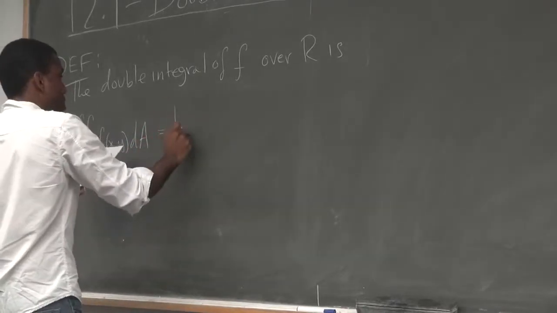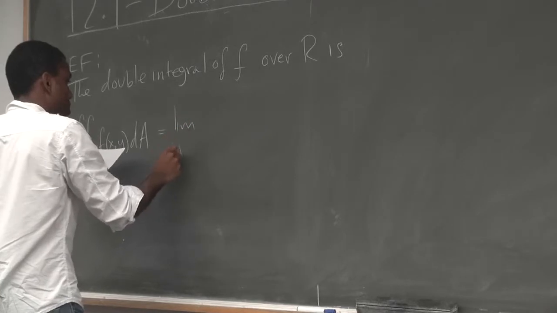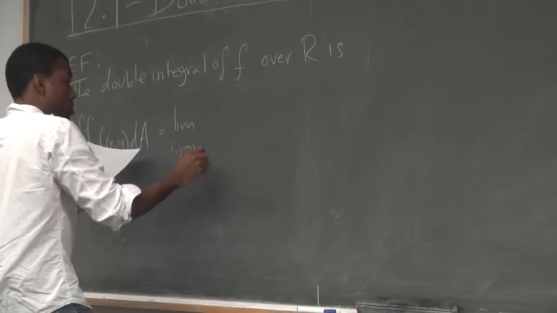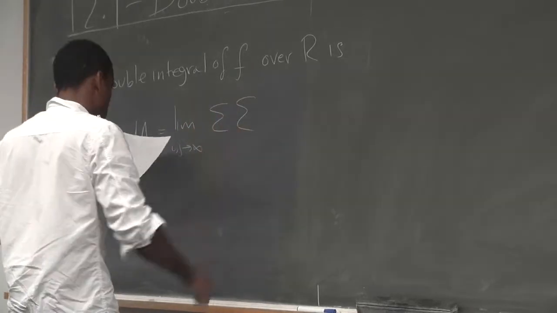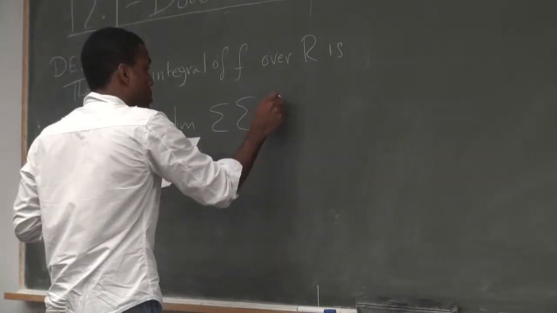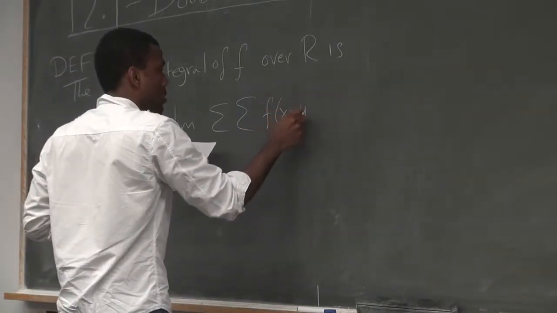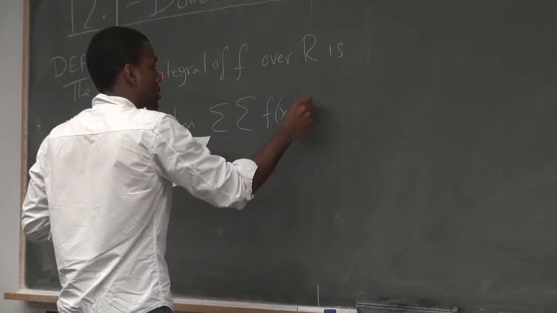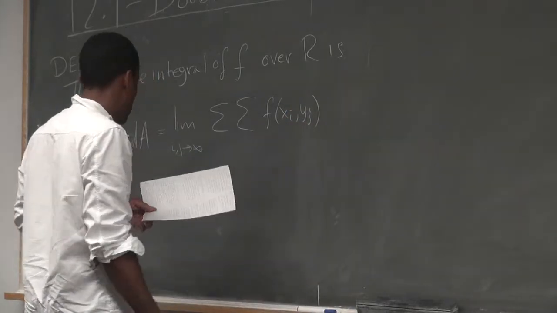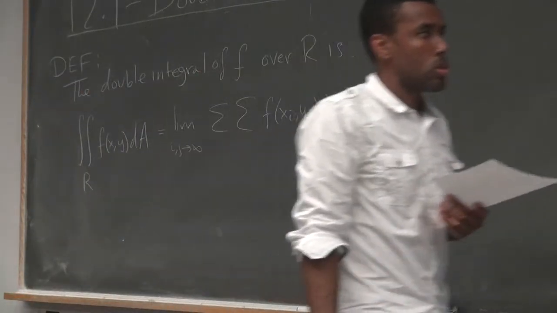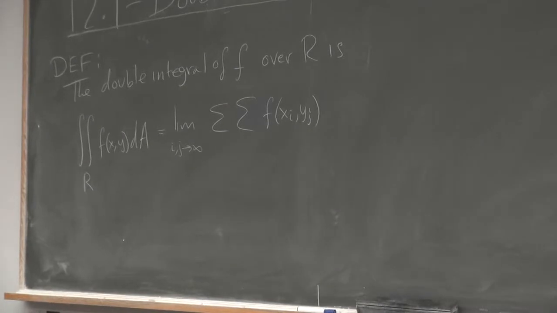So that's going to be the limit. We go to infinity, and we're going to do a double sum. These coordinates are different: x_i, y_j. The j enumerates the y levels, and the i enumerates the x levels.